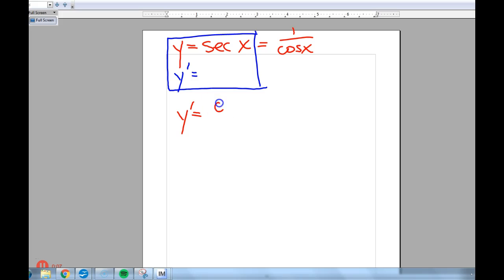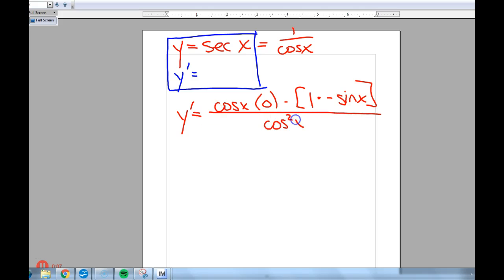Quotient rule would say the bottom times the derivative of the top. What's the derivative of the top? 0. Minus the top times the derivative of the bottom. What's the derivative of the bottom? Negative sine. Over the bottom squared. Well, that just goes away, right? And we get sine of x over cosine squared x.